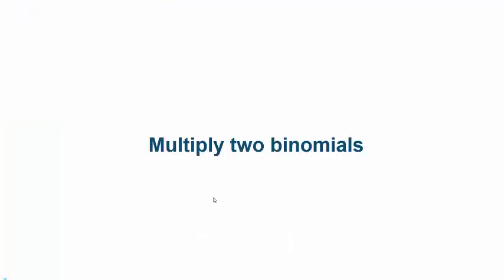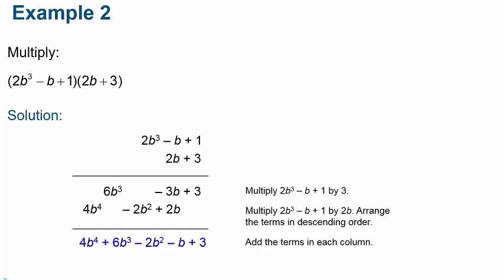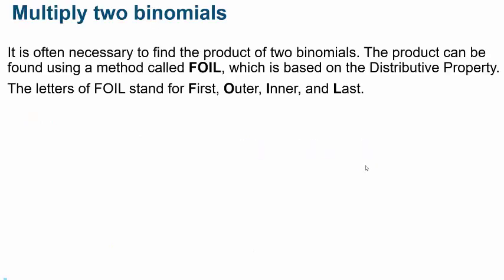All right, let's talk about how you multiply 2 binomials here. This is going to be what's called the FOIL method. It's often necessary to find the product of 2 binomials. It's going to come up a lot in this class. So the product can be found using a method called FOIL, which is based on the distributive property. The letters of FOIL tell you how to multiply. They stand for the following. You multiply the first term, then the outer term, then the inner term, and then finally you multiply the last term. And once you see an example here, it'll make perfect sense.